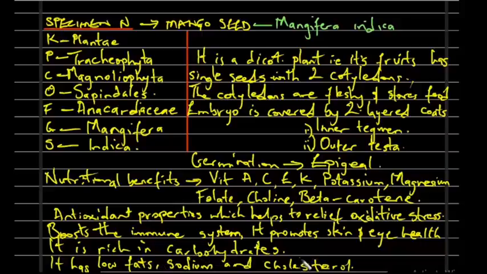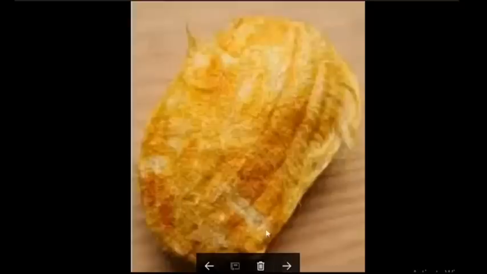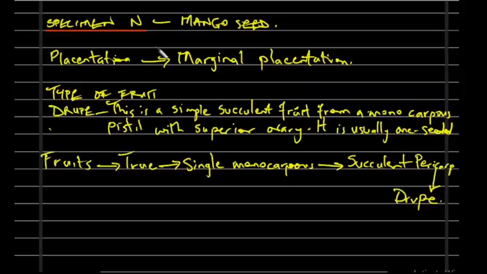So if we need to see an example of what we are talking about, this is the mango seed. This is the dry mango seed. We can see how it looks. This is another example of the mango seed. So we understand all that has been said about the mango seed.